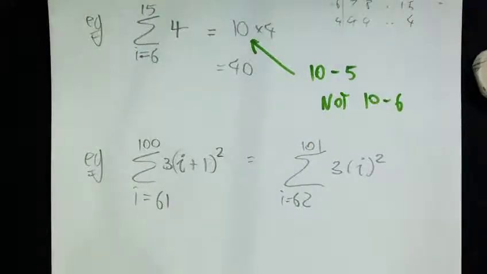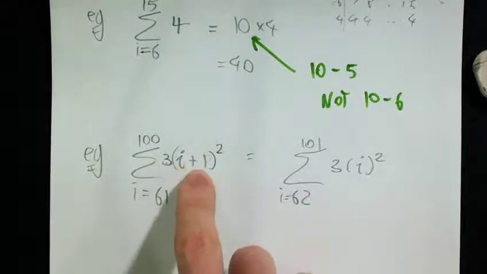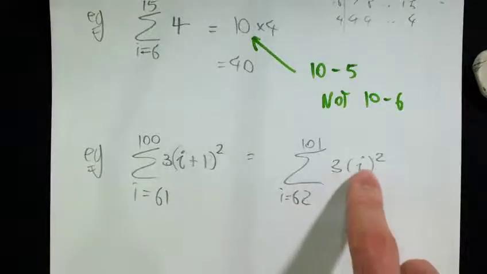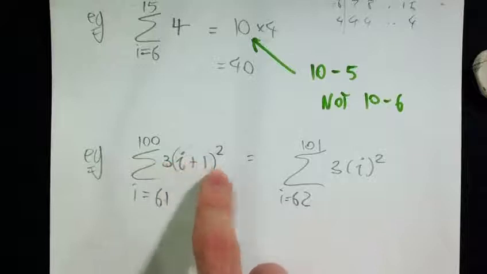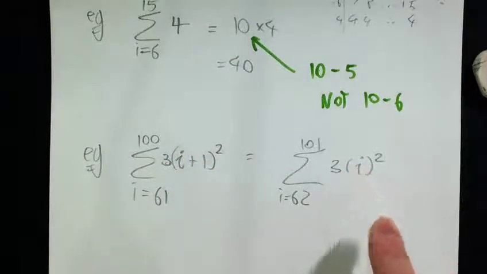Now let's just check that we're getting the same answer. If I put 61 in here, I'll have 3 times 62 squared. That's the first one. My first one here is still 3 times 62 squared. My last one is 3 times 101 squared. My last one here is still 3 times 101 squared. I'm adding up the same numbers overall. I'm just writing them down in a different way. And that I can do.